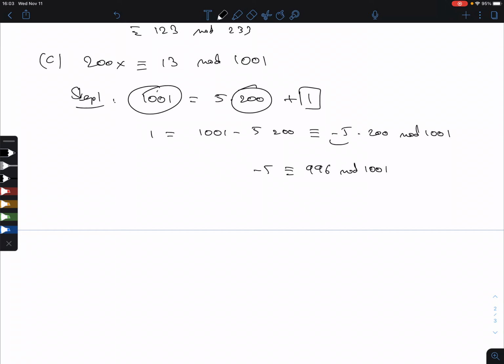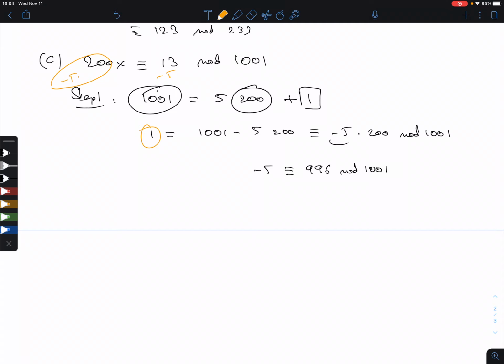But I want to show you that it's actually sometimes easier to work with a smaller number in absolute value, although it's negative. So let's multiply both sides with negative 5. So negative 5 here and negative 5 here. There's nothing that prevents me from doing that. And the point being that minus 5 times 200 is 1. Okay, so this gives me what?